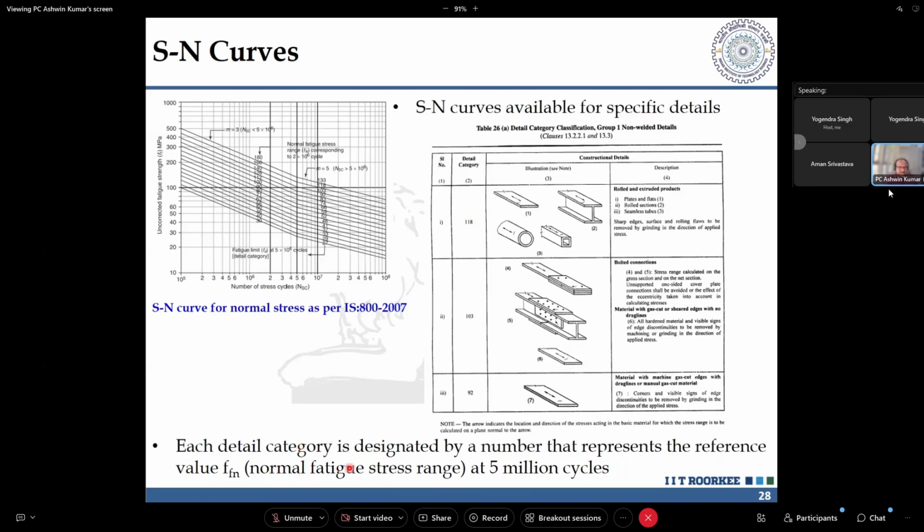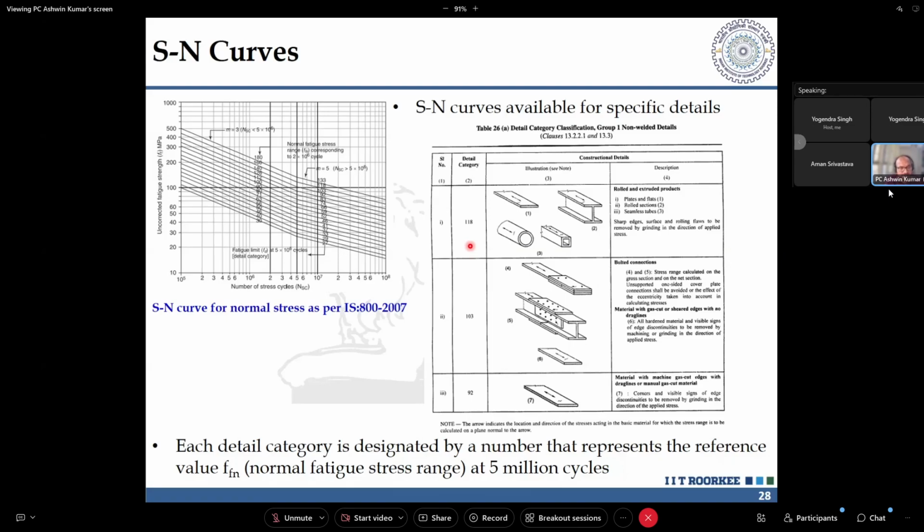Each detail category is designated by a number that represents the reference value of the fatigue stress range at 5 million cycles. So if you look closely, the 5 million cycle is here, right? If I look at 5 million cycles, there are certain numbers written here: 133, 118, 103, 92. You can look at this 118, that is a line here at 5 million cycles. The 118 corresponds to this particular dot here, right? If I look at 5 million cycles, what is the stress range? That stress range is the same as the detail category that is being given there, right?